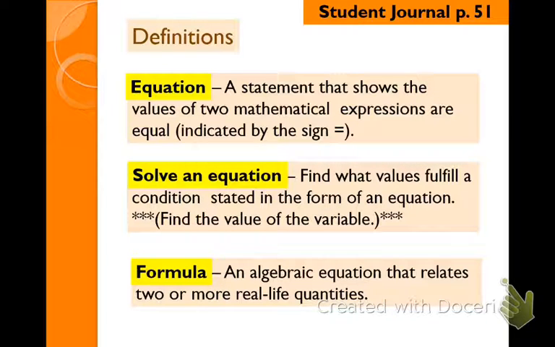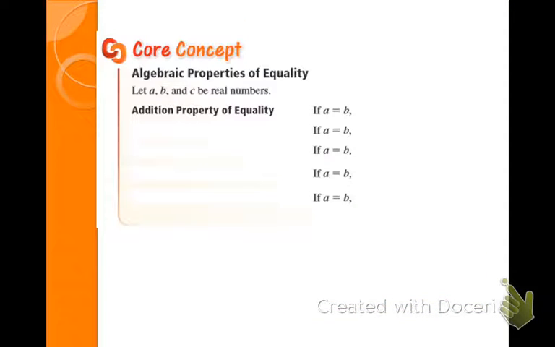Okay, so there are 5 properties we're going to be using. The first one is the addition property of equality. So this is under core concepts. You'll see a blank here. You're filling it in with addition property of equality. Your page literally looks like mine. So here's where you're going to take your highlighter.